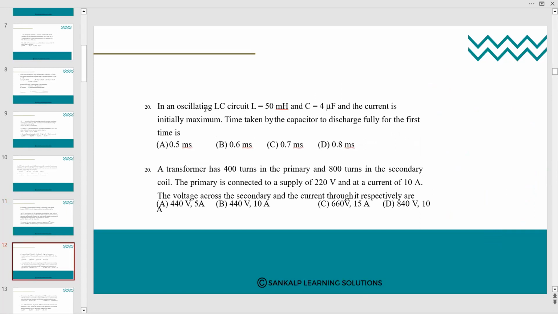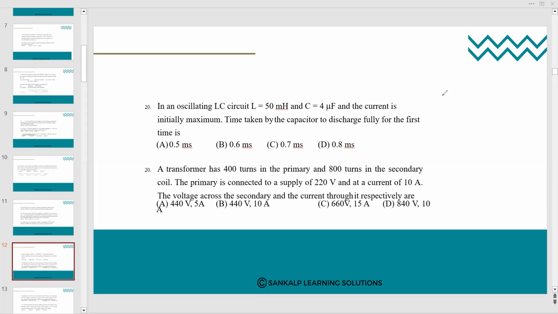In an oscillating LC circuit, L is equal to 50 millihenry and C is equal to 4 microfarad, and the current is initially maximum. The time taken by the capacitor to discharge fully for the first time is? So you need to calculate the time taken to discharge fully for the first time.